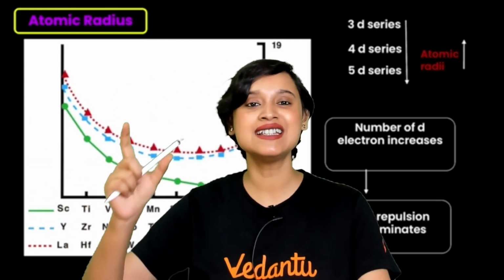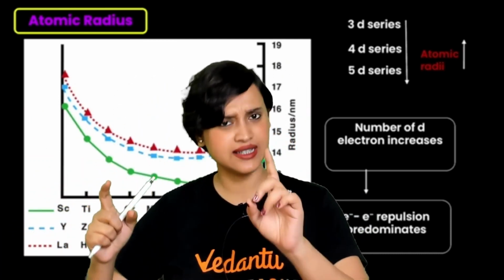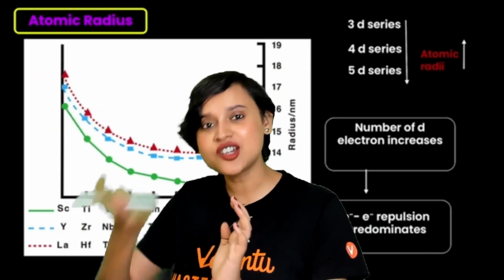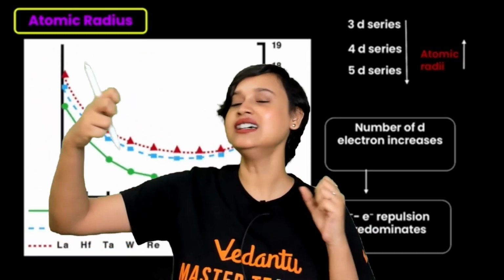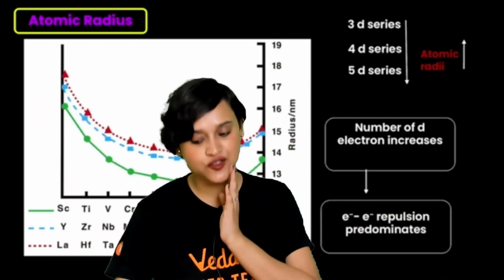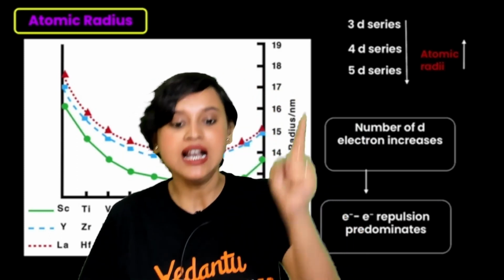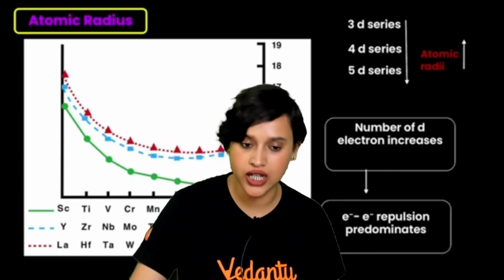Electron repulsion increases, the atomic size increases. What? No, I said the same thing. Wait. Z effective increases, atomic size reduces. Electron repulsion increases, the atomic size also increases. So atomic size basically depends on two things, that is nuclear charge and the electron repulsion, everybody.